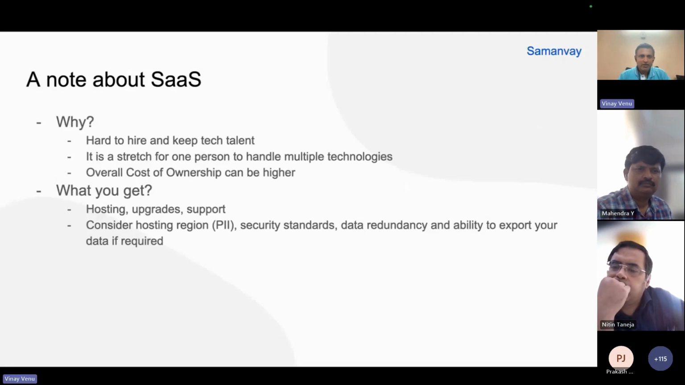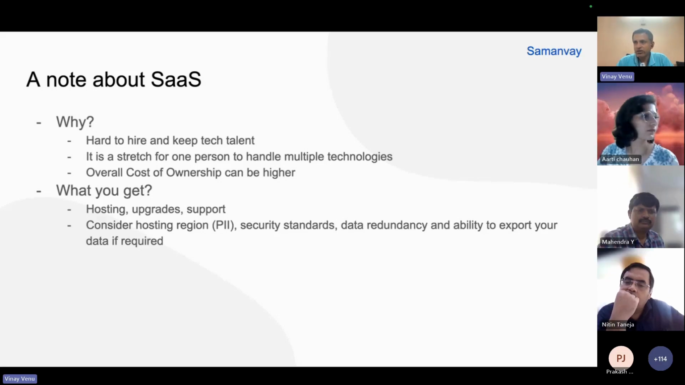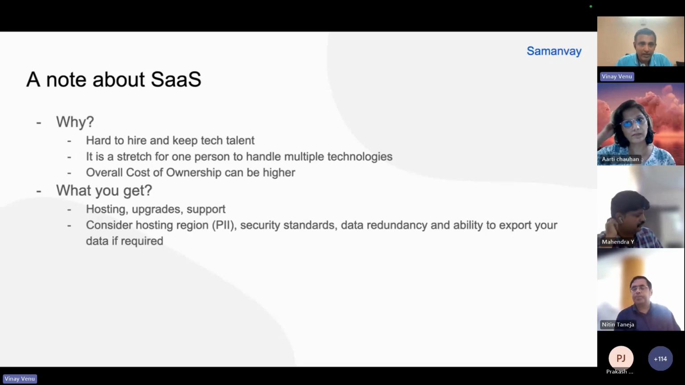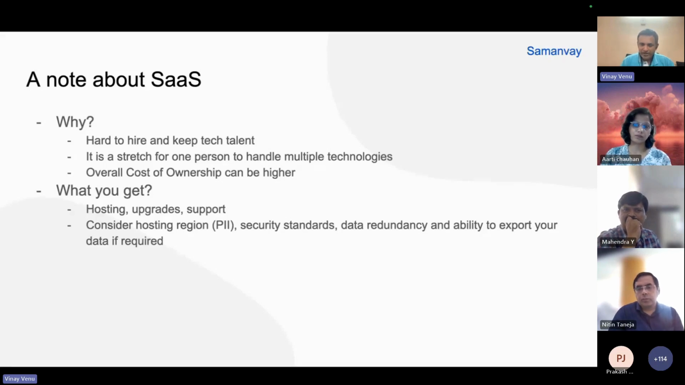A small note about SaaS. SaaS is basically software as a service, and this is where you have solutions which are hosted on the cloud that you can sign up and use. I'm sure you would have seen this for a lot of tools nowadays. This is the way the world is going. Sometime in 2010, people would be installing software on their own servers in their own locations. It doesn't happen that much nowadays.